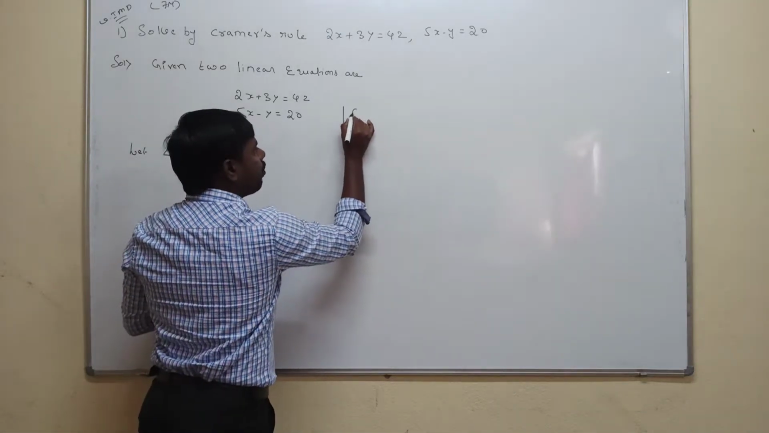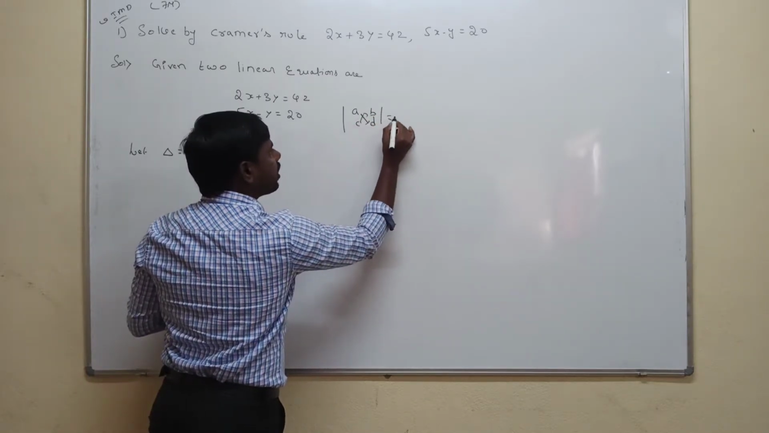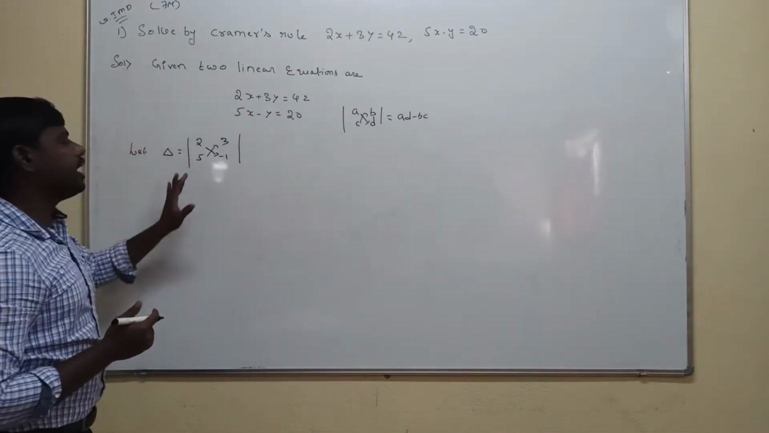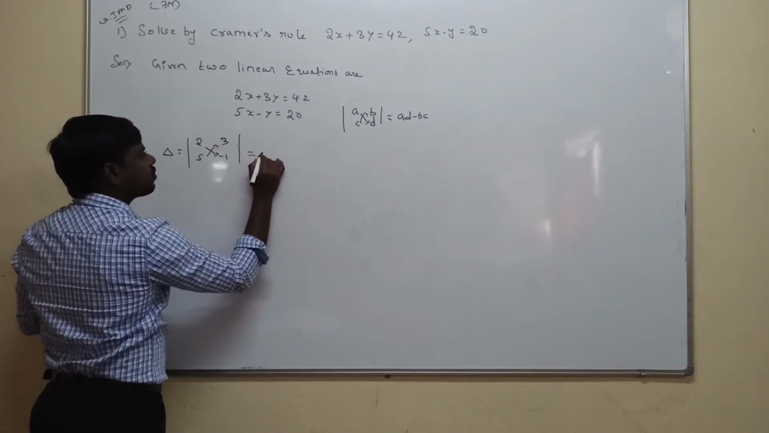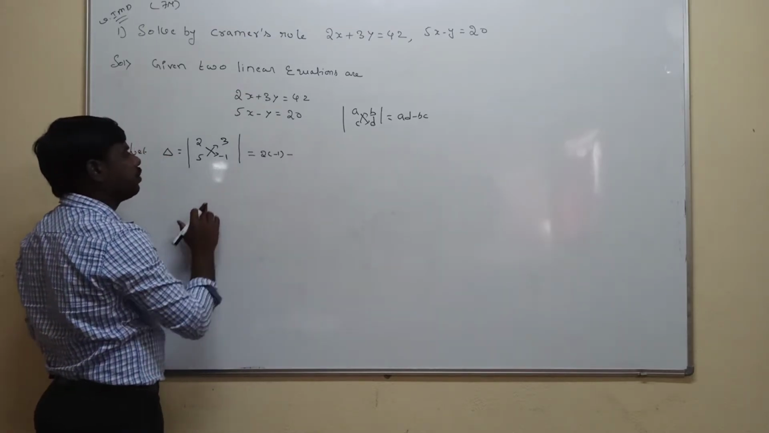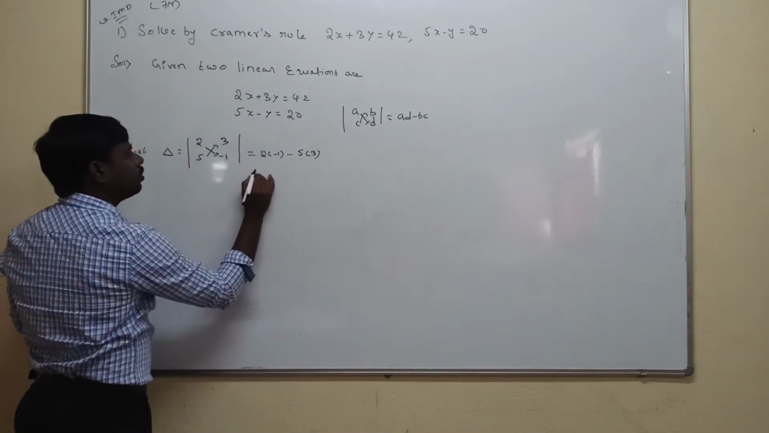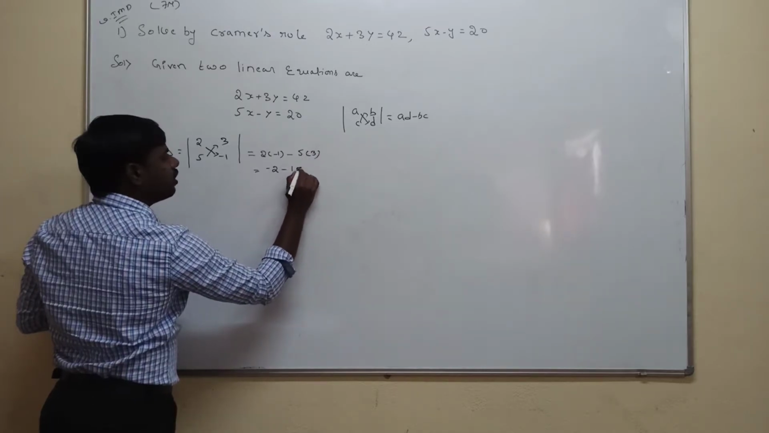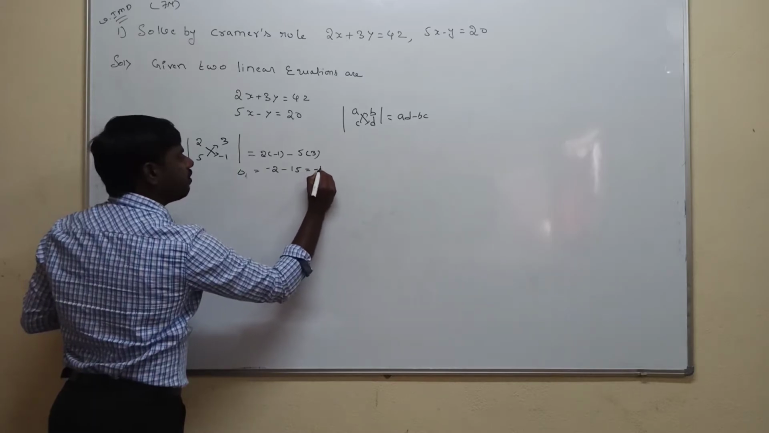What is the formula? The determinant of ABCD is equal to AD minus BC. Applying it here: 2 into minus 1 is minus 2. Then take the middle term as negative 5 into 3, which is minus 15. So what is the delta value? Delta is minus 17.